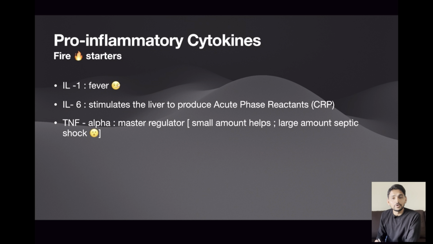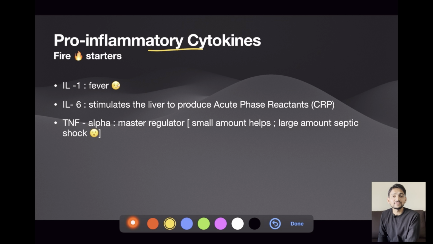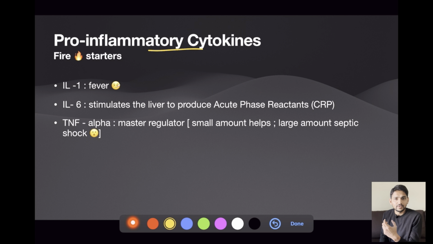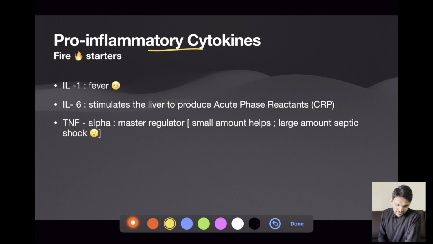Now we will see something about these signals like cytokines. There is something called pro-inflammatory cytokines. Pro-inflammatory, so what they will do, they are the fire starters. They will start inflammation in the body. One example is interleukin 1. It is responsible for fever, we will say.